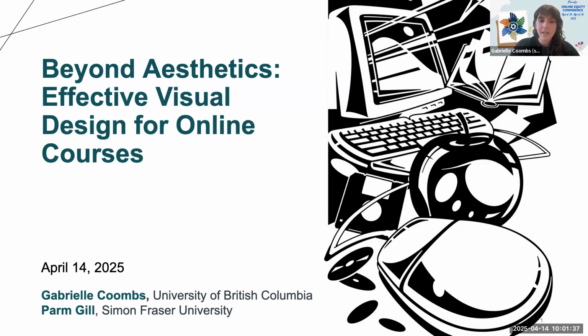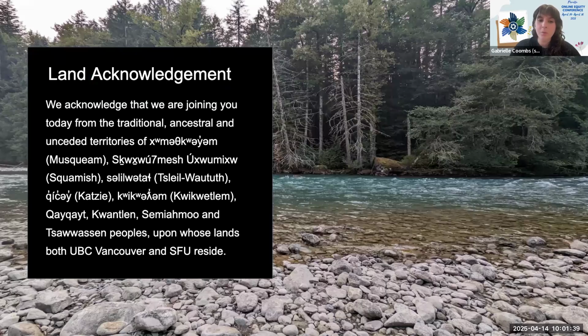Before we get started, we'd like to start by acknowledging that we're joining you today from the traditional, ancestral, and unceded territories of the Coast Salish people, including the Musqueam, Squamish, Tsleil-Waututh, Katzie, Coquitlam, Kwikwetlem, Kwantlen, Semiahmoo, and Tsawwassen peoples, upon whose lands both UBC Vancouver and SFU reside. In the background, there's an image of a place in Squamish, which I took when I was on a hike. You can see the turquoise river, rocks in the foreground, and fir trees in the background.